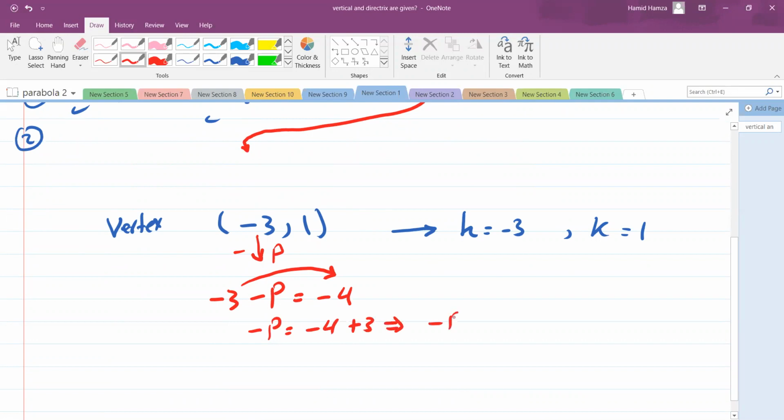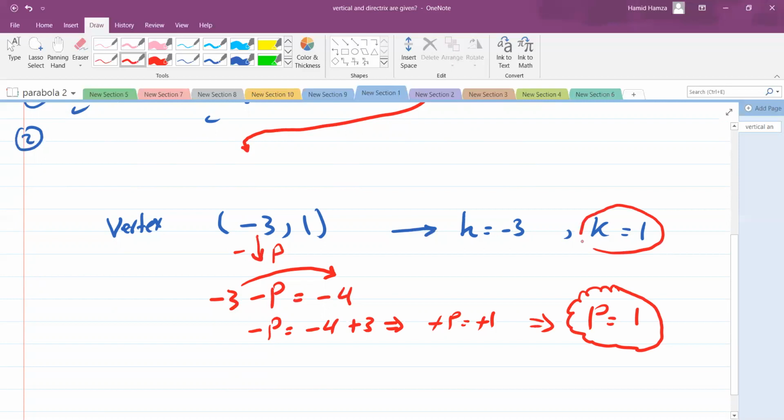So negative b equals negative 1. Divide both sides by, or cancel the negative here. So b equals 1. So I got the three characters here: this is b, this is k, and h.